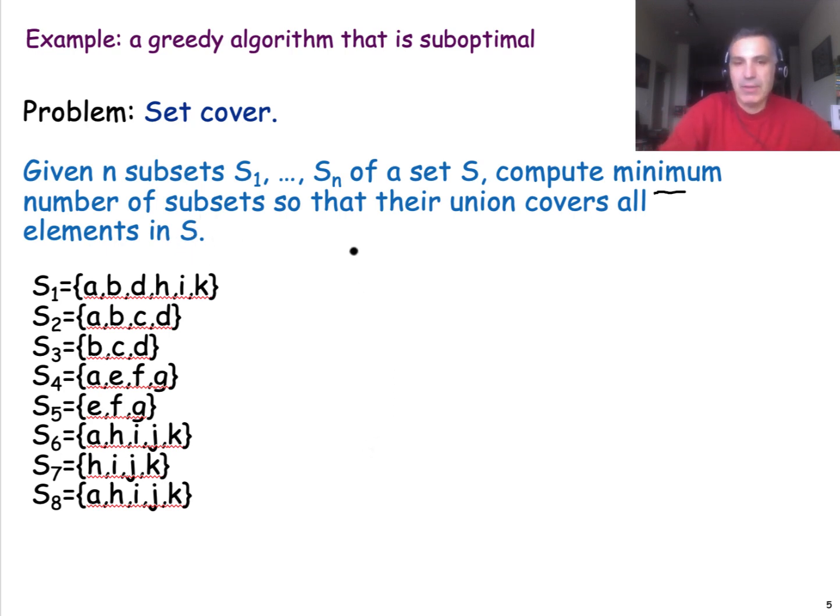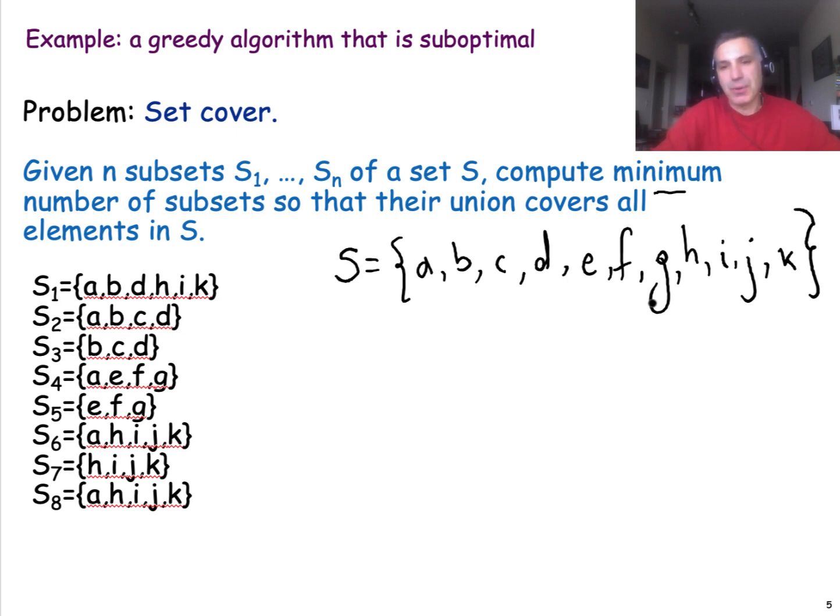For example, if I have the set S of all the letters from A through K, and I have these 8 subsets of these elements, you can ask yourself, what is the minimum number of such subsets that would cover all of these elements of S? In this case, you can see that the optimal solution is actually S2, S4, and S7. So with S2 you get A, B, C, D, with S4 additionally you get E, F, G, and with S7 you get H, I, J, K.